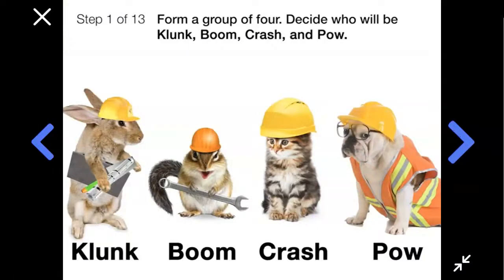To build the new parts of your bumper coaster, there are 4 more pieces of the track. So, if you're in a classroom, you're going to form a group of 4 people, and each of you will work on one piece of the track. Each of you has a name, so go ahead and decide now who will be Clunk, who will be Boom, who will be Crash, and who will be Pow.